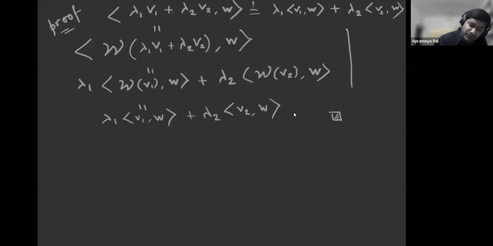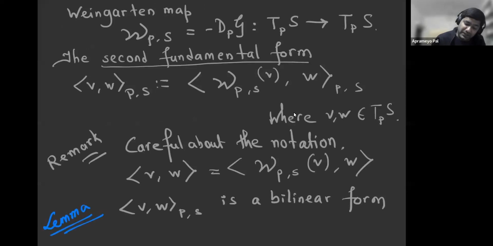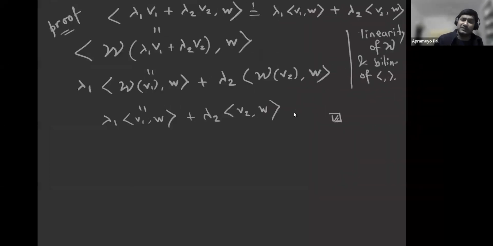So here, what did I use? I used linearity of W and bilinearity of the inner product. Now again, let me stress this: by this inner product, I am talking about the right hand side inner product, not this one. This one I have to check is bilinear, so I can't use that it is already bilinear. I hope the difference is clear.